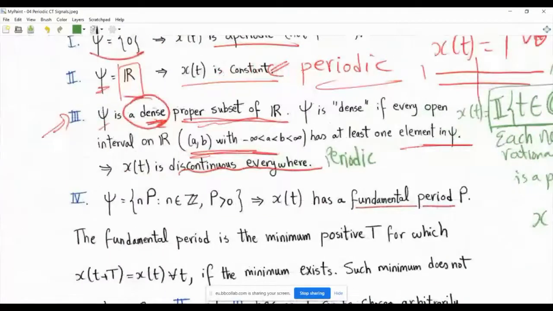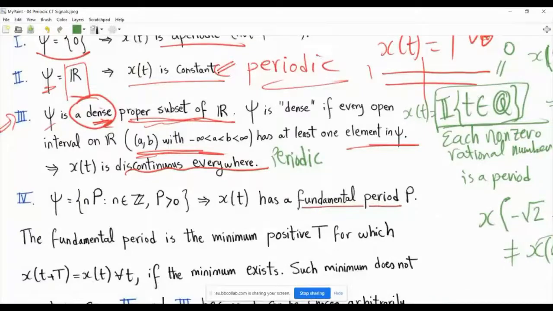So in that case, the periods possible for this function constitute not all of R like for constant functions, but a proper subset of R, and this proper subset of R has to be dense, like the set of rational numbers. This is an example of a weird periodic continuous time signal, and yes, it exists. It's a signal that is nice, because it's periodic, we can do its Fourier series and stuff like this.